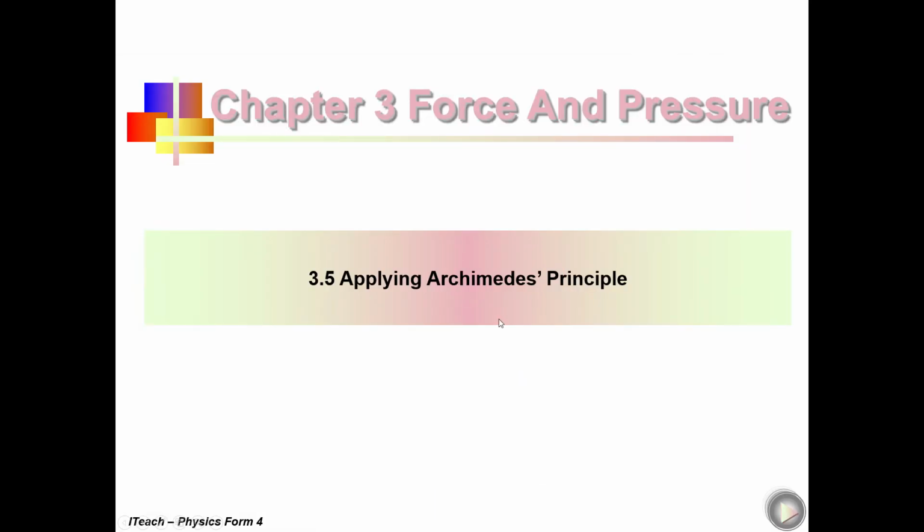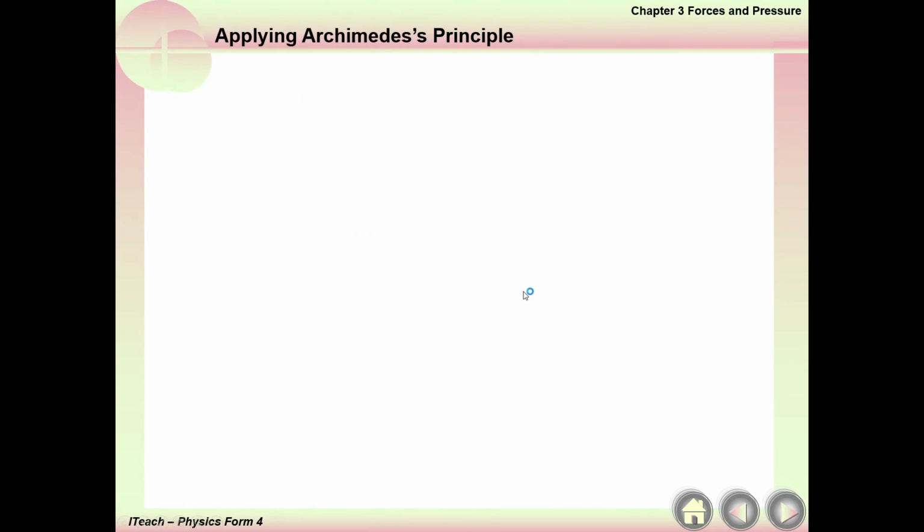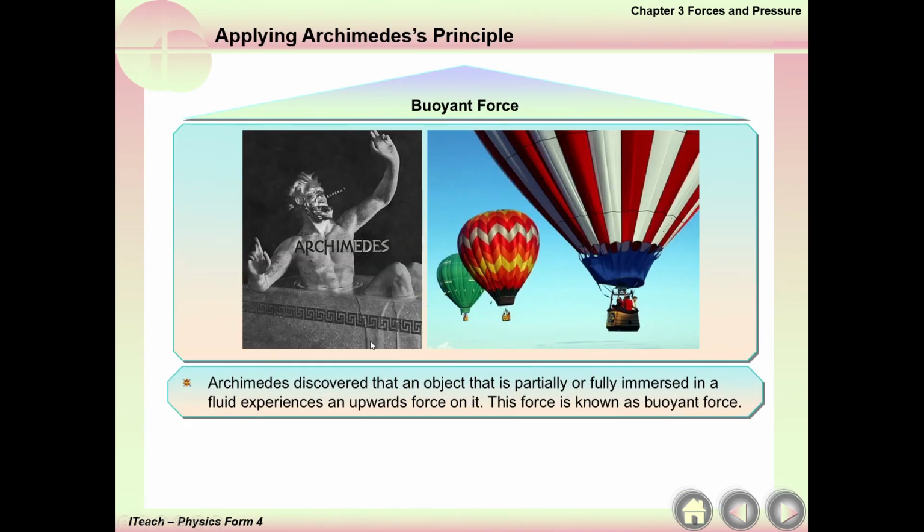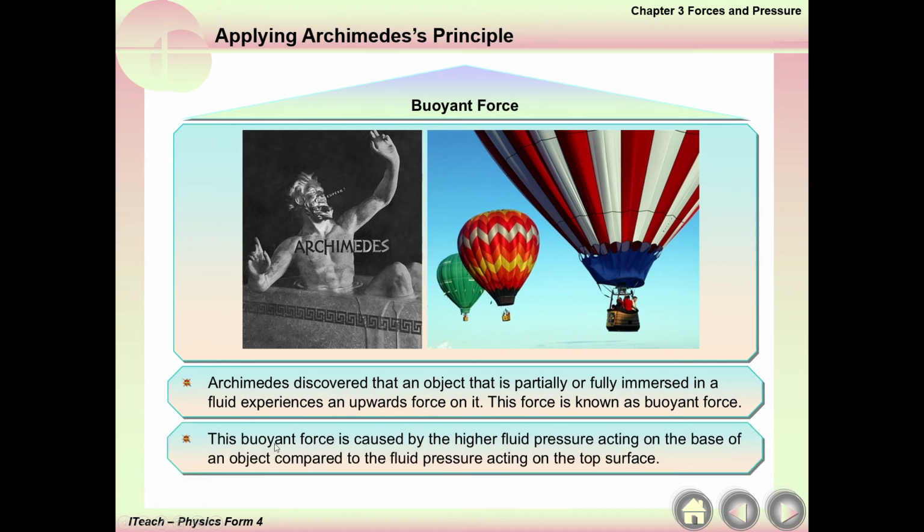Okay, next for applying Archimedes' principle, buoyant force. Archimedes discovered that an object partially or fully immersed in a fluid experiences an upward force on it. This force is known as buoyant force. This buoyant force is caused by the higher fluid pressure acting on the base of an object compared to the fluid pressure acting on the top surface.